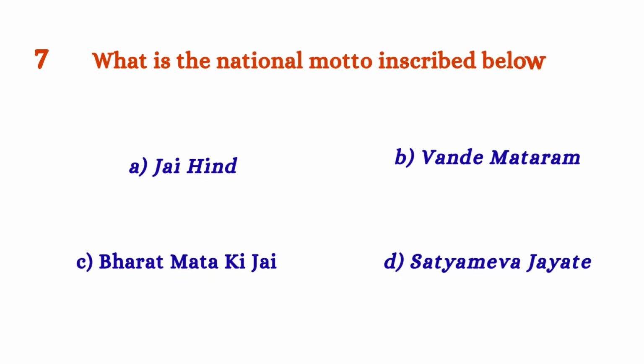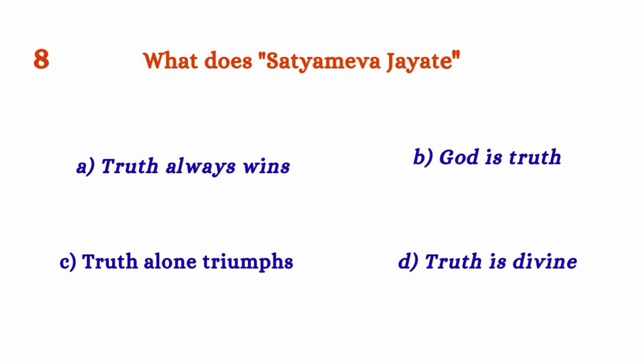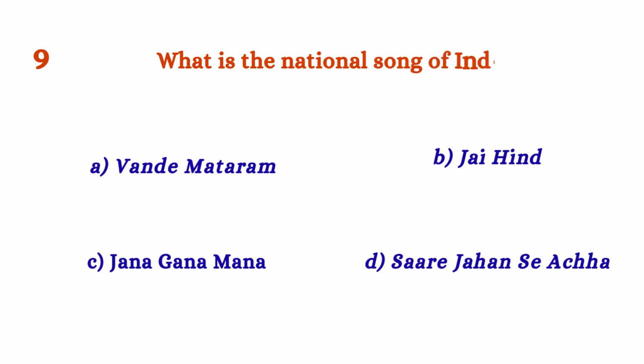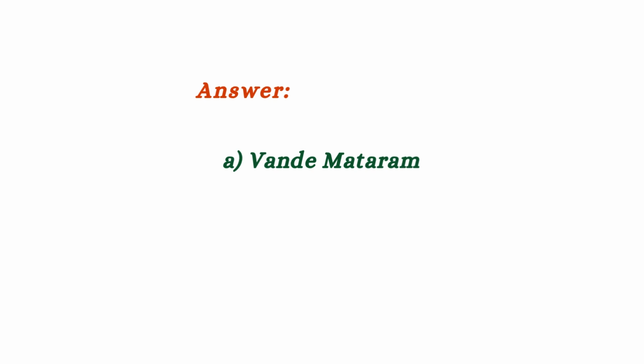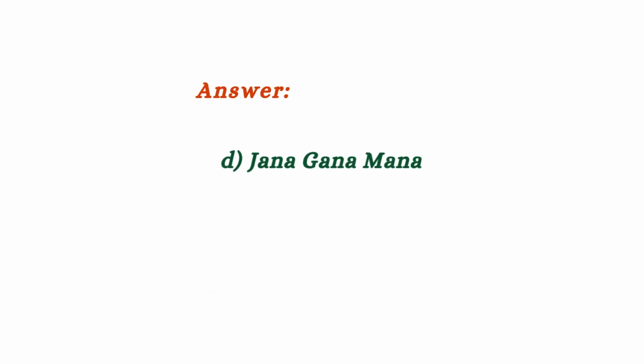What is the national motto inscribed below the national emblem? Satyameva Jayate. What does Satyameva Jayate mean? Truth alone triumphs. What is the national song of India? Vande Mataram. What is the national anthem of India? Jana Gana Mana.